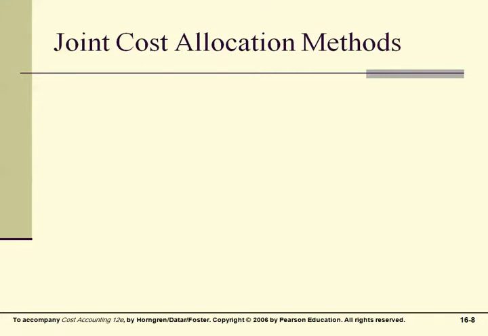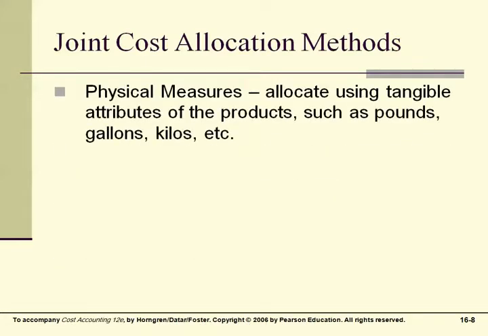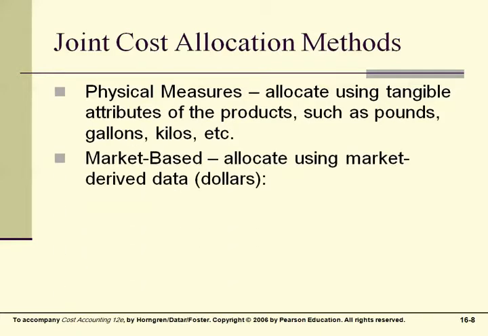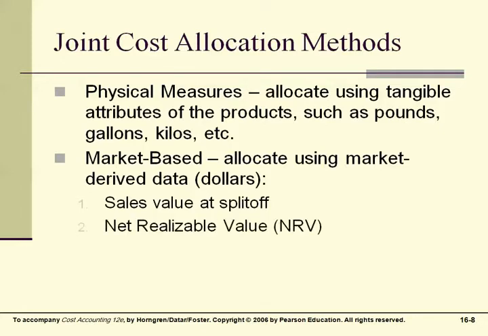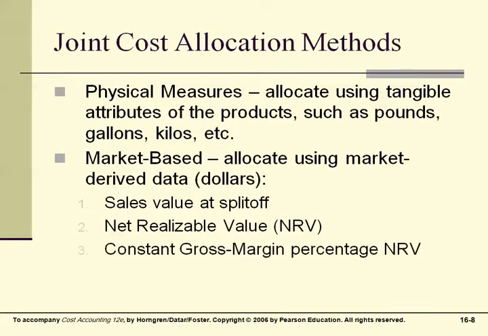Joint cost allocation methods. Physical measures. Our first method: allocate using tangible attributes of the product, such as pounds, gallons, kilos, or other measures. Market-based: allocate using market-derived data or dollars. Number 1, sales value at split-off. Number 2, net realizable value. Number 3, constant gross margin percentage.